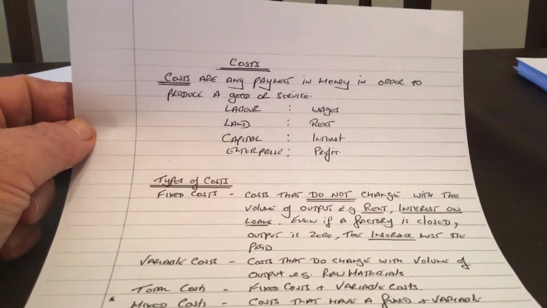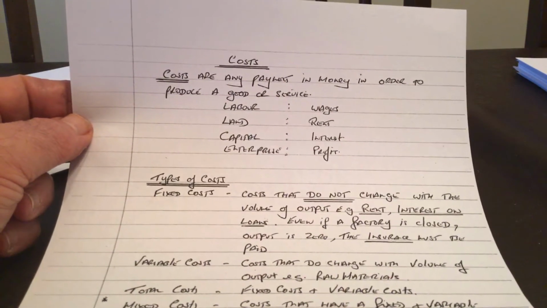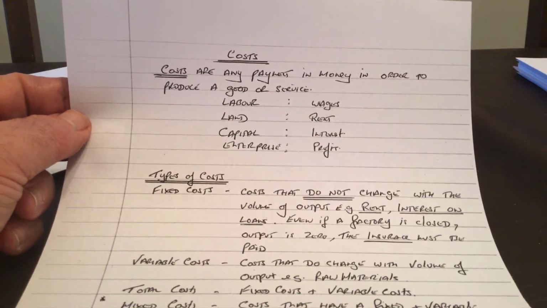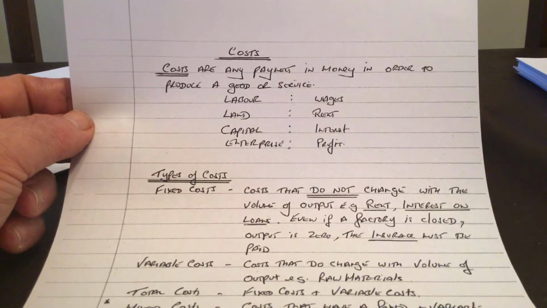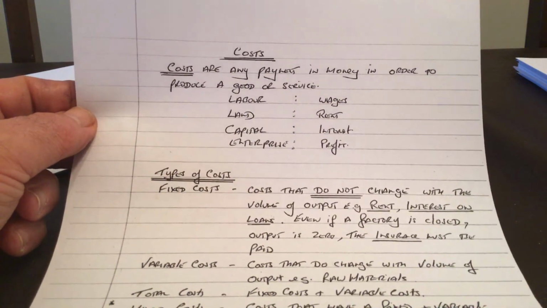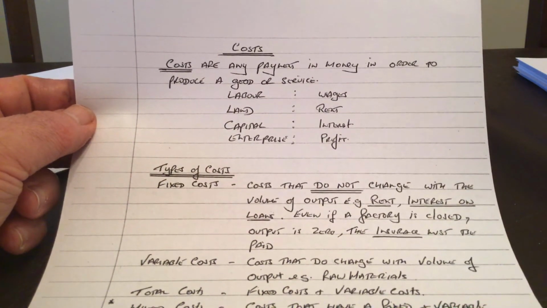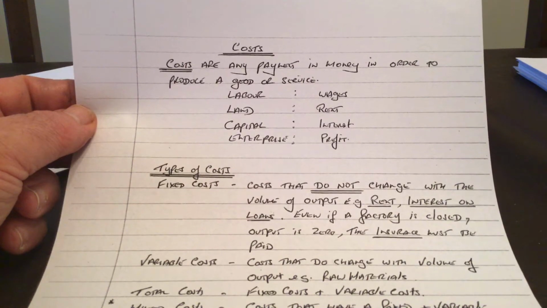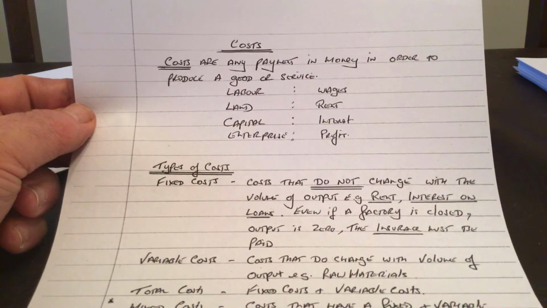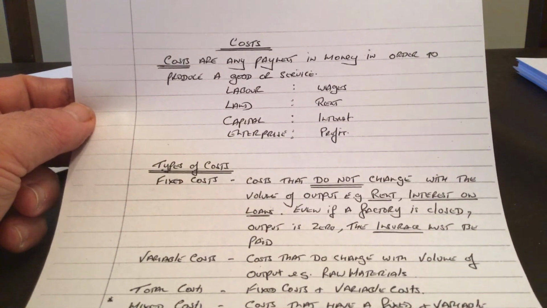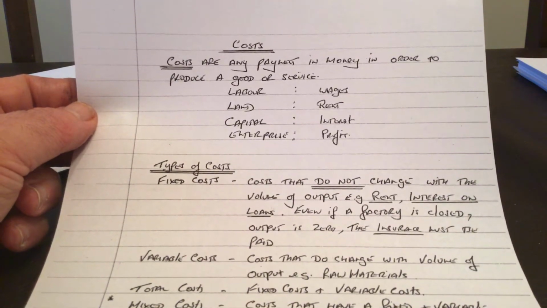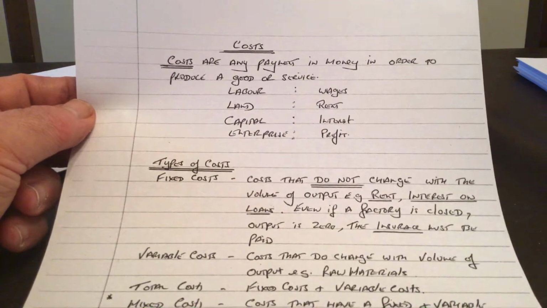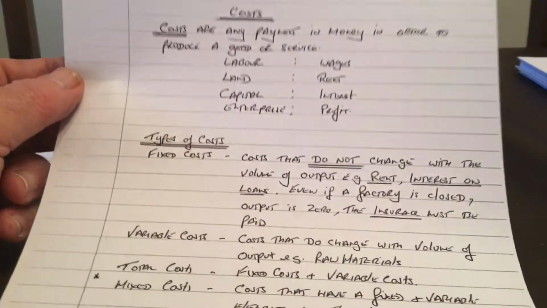Now we're looking at costs of production. Now here's your definition of costs. Costs are any payment in money in order to produce a good or service. For example, the cost of labour is wages, the cost of land is rent, the cost of capital is interest, and the cost of entrepreneur is profit. You could look at it that wages, rent, interest, and profit are payments for the factors of production.